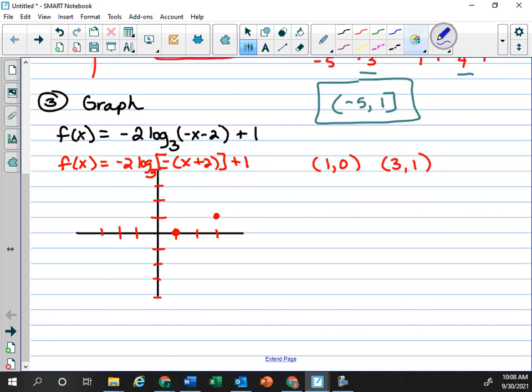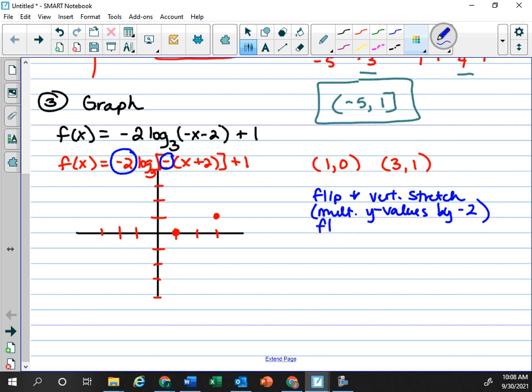So the first thing I'm going to do is deal with the negative 2 in front. That's essentially a flip and vertical stretch all at once. It means just multiply y values by negative 2, okay? In that same step, I can deal with this negative in front of the x. What does the negative in front of the x do? Flip over the y-axis, okay? Essentially multiplying the x values by negative 1.